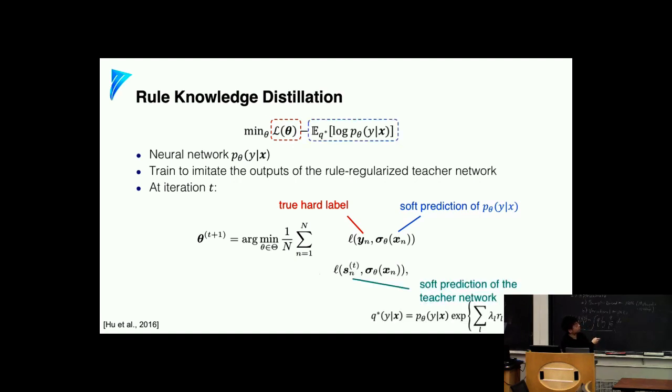And the second term, if we expand it into this form, then here S is the soft prediction of the teacher network. Here, the teacher network is the Q distribution, which combines the model of interest and the logical rules together. And here we basically minimize the distance between the soft prediction of the teacher model and the soft prediction of the student model. So this is the same as the knowledge distillation method. To combine these two objectives, we can introduce some balancing parameters, and tune these parameters to balance between these two objectives.